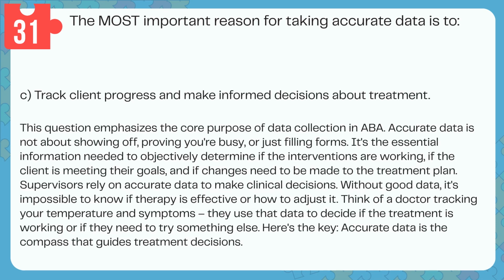Answer. C. Track client progress and make informed decisions about treatment. This question emphasizes the core purpose of data collection in ABA. Accurate data is not about showing off, proving you're busy, or just filling forms. It's the essential information needed to objectively determine if the interventions are working, if the client is meeting their goals, and if changes need to be made to the treatment plan.